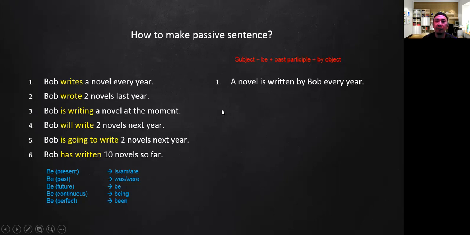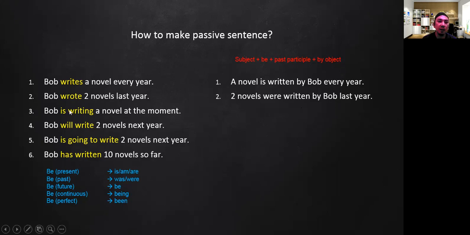Okay. And the second one, the tense is past tense because we use verb 2. In past tense, we use was or were. And remember, now the subject is 2 novels. So it is plural. Because it is plural, it is the same as they. So we say they were. 2 novels were, and then past participle, written by the object, by Bob last year.